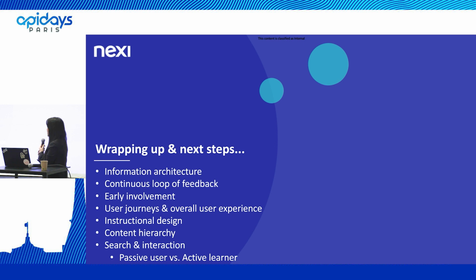Yeah, and looking into the content hierarchy and how the navigation works. Are the users mostly going in to just straight search for something, or do they know what they're looking for? Or how would they know a specific parameter exists without maybe knowing the naming of it? So looking into having a passive user or an active learner.